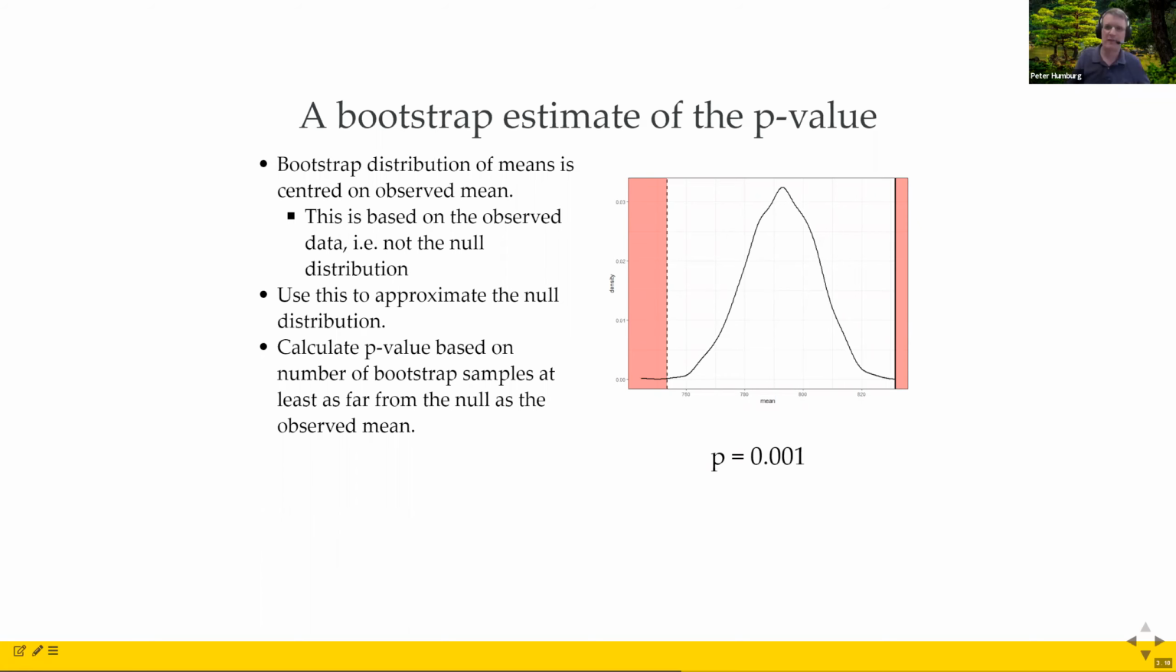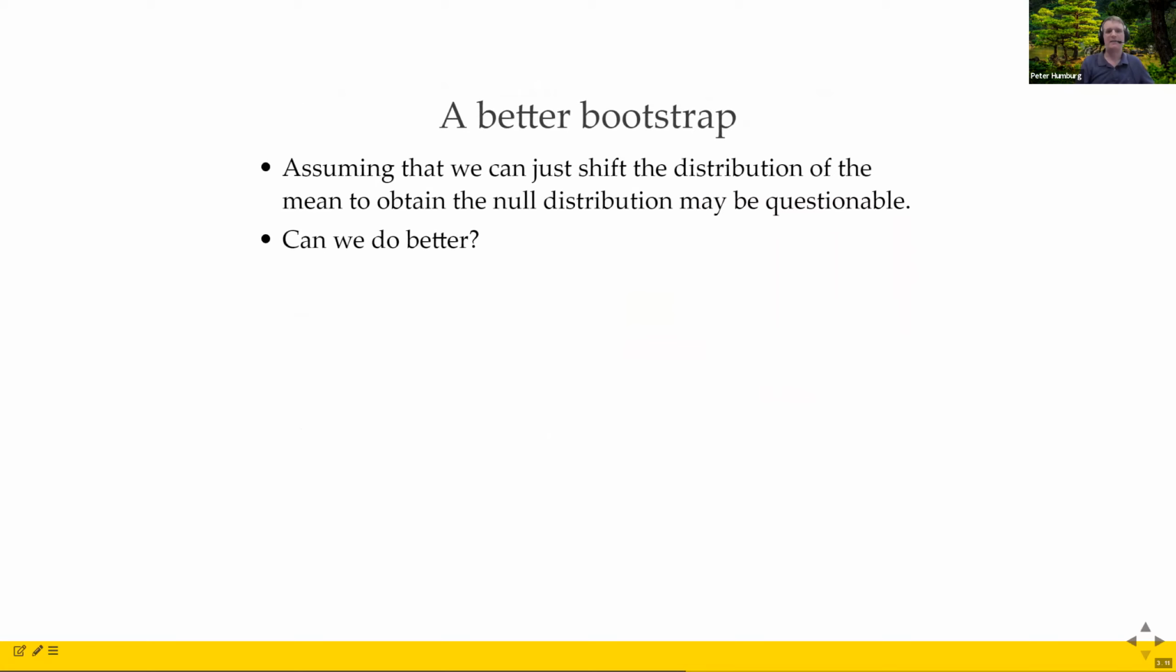Okay, so far so good, I guess. We did manage to get a p-value and do our testing and get a confidence interval, everything, without having to assume that anything is normally distributed or things like that. But we did have to make the assumption that we can just take this bootstrap distribution and shift it to work as the null. And that's not always reasonable, right?